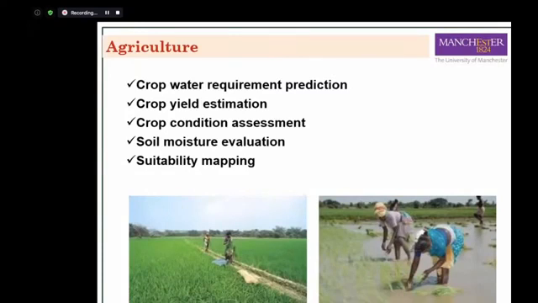A few days back, before lockdown, I visited the peri-urban area of Manchester, and I was shocked by their forest and agriculture systems. They use drones with NIR to calculate NDVI, to see how healthy the forest is.